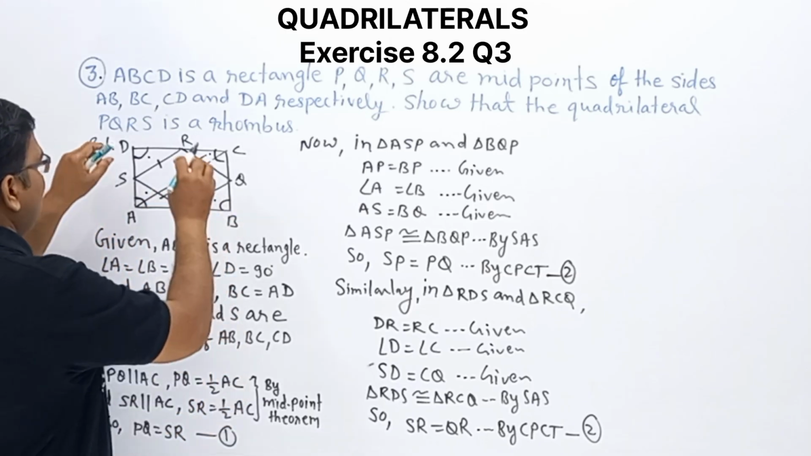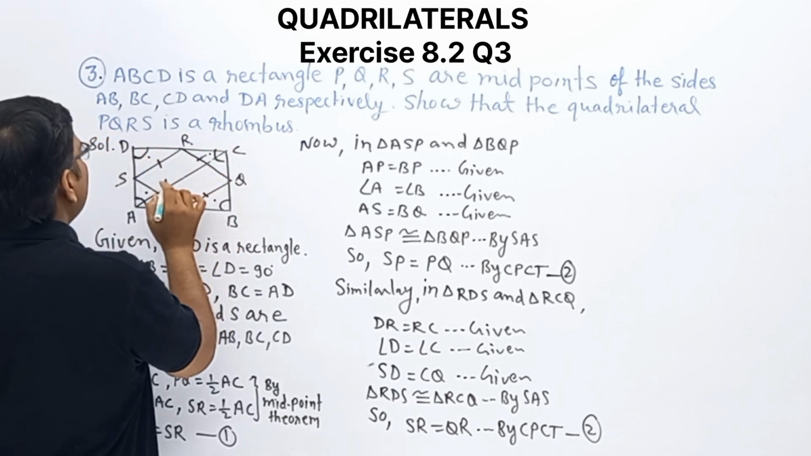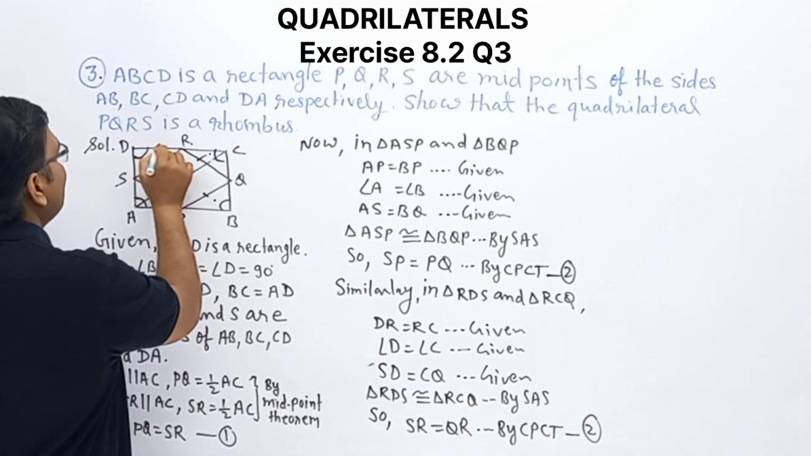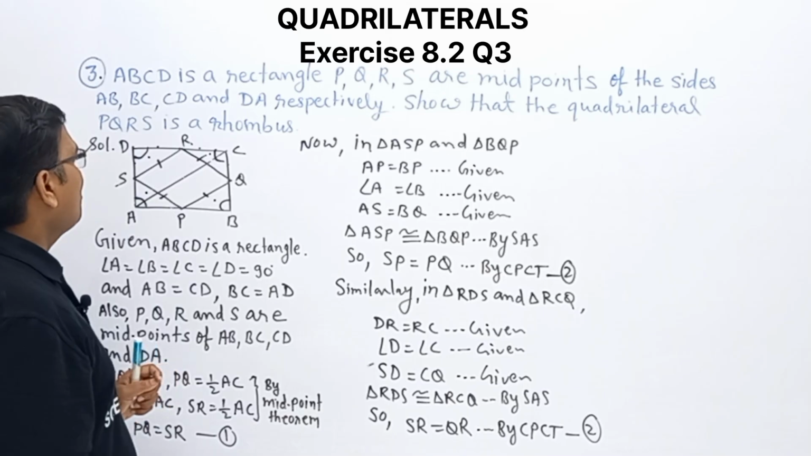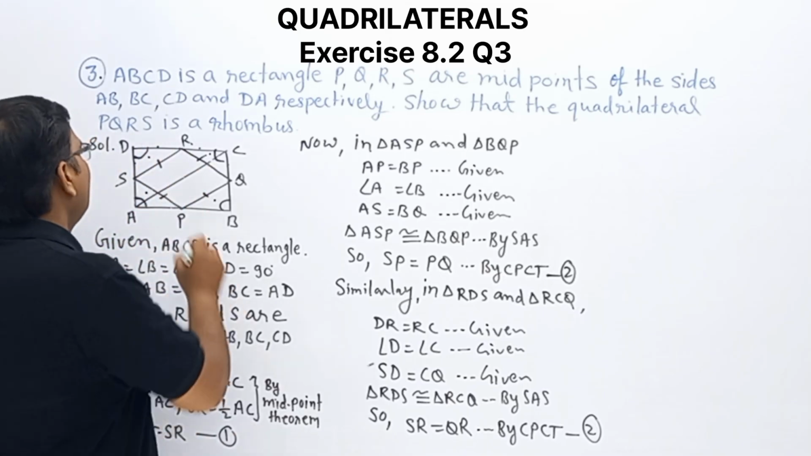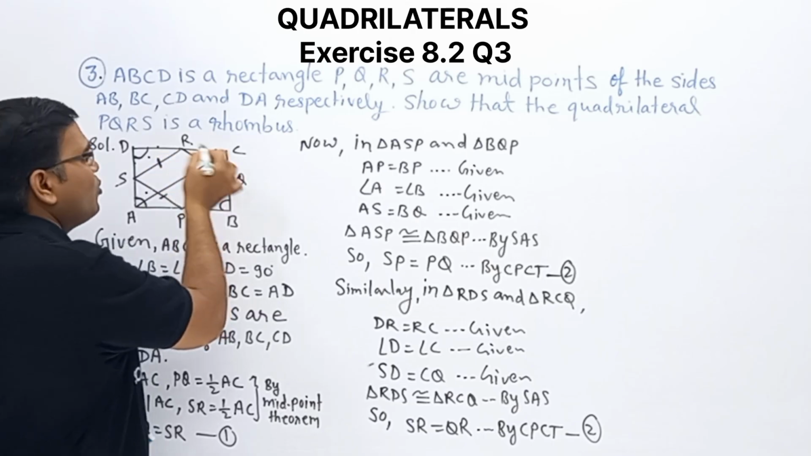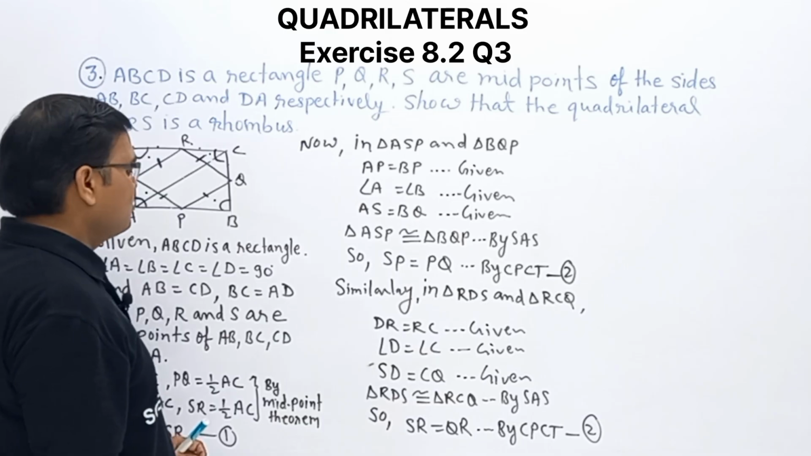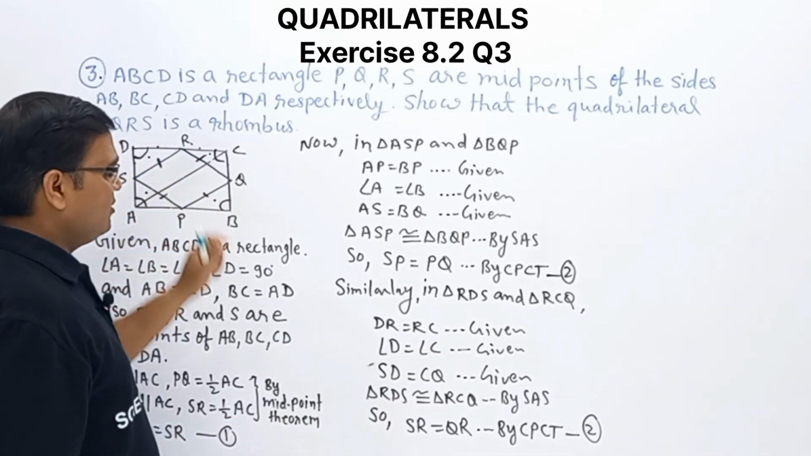After this we are taking these two triangles, RDS and RCQ. In these two triangles we proved that they are congruent. Why? Because this side equals this one, this equals this one, and this angle equals this one. So from the side angle side congruence rule we proved these two triangles are congruent. Then corresponding parts of the triangles will be equal. So by CPCT we can say SR equals RQ.